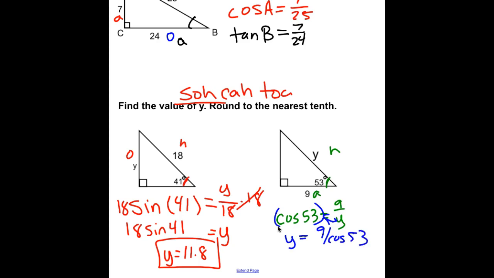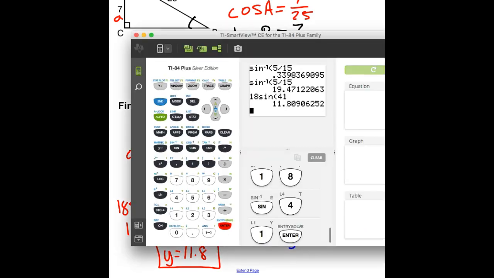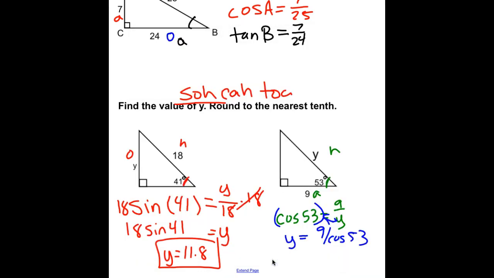And you just got to type that in. So we go back to our calculator. We go 9 divided by cosine, that's right next to the sine button, 53. We hit enter. We get our side. It's 14.95. When we round that, we would say y is about 15.0.